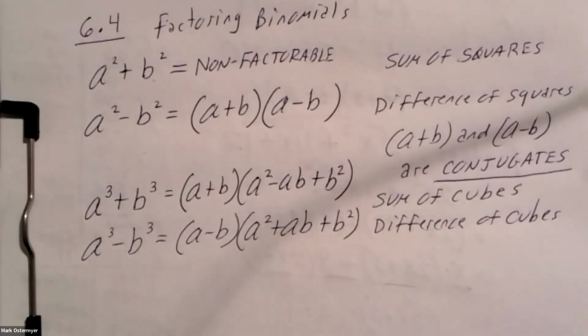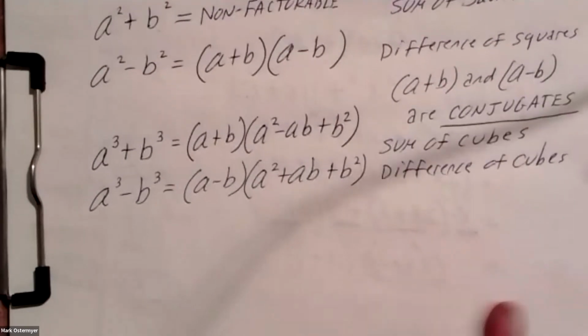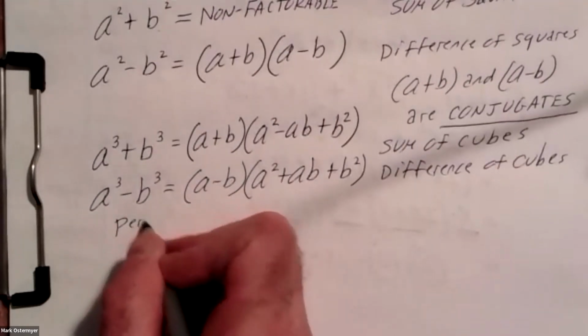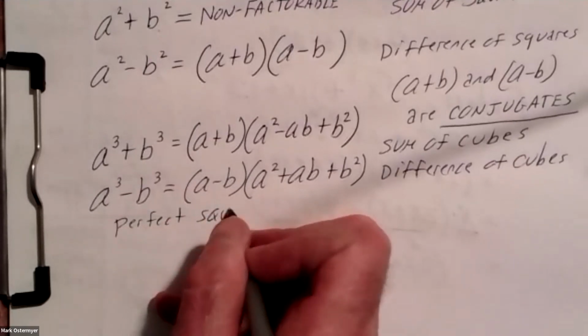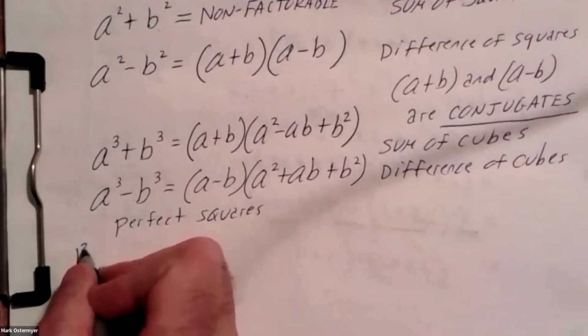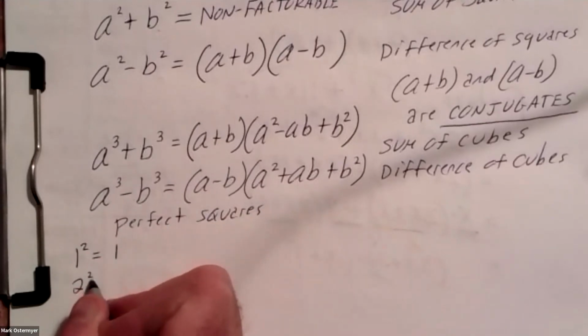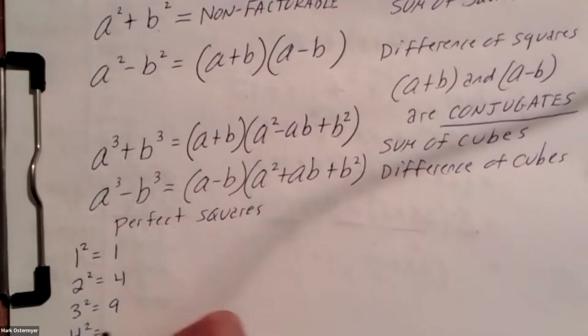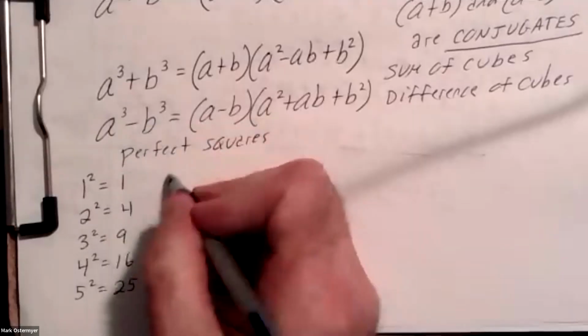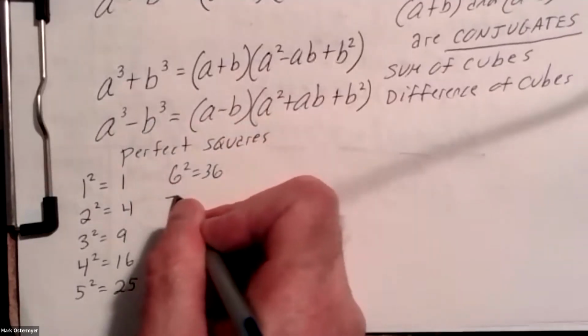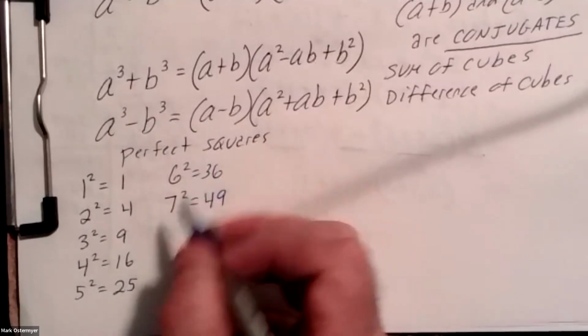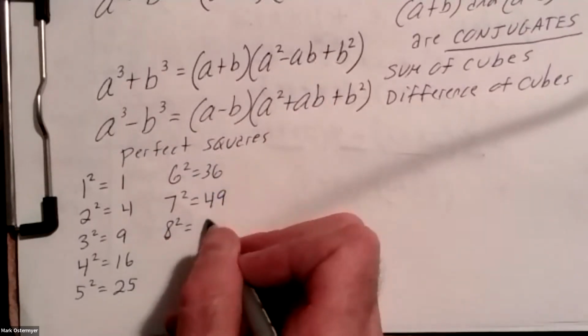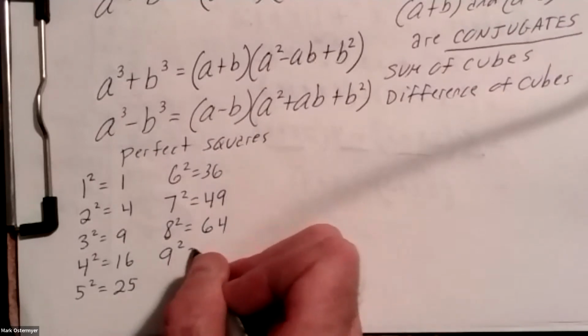All right, what would be some perfect squares? Well, the perfect square of 1 is 1. The perfect square of 2 is 4. Perfect square of 3 is 9. The perfect square of 4 is 16. The perfect square of 5 is 25. These are all examples of perfect squares. Perfect square of 6 would be 36. Perfect square of 7 is 7 times 7, or 49. Perfect square of 8 is 8 times 8, which is 64. 9 squared is 81.